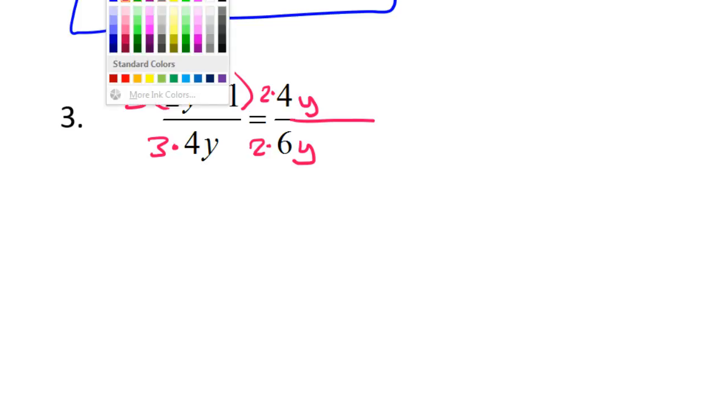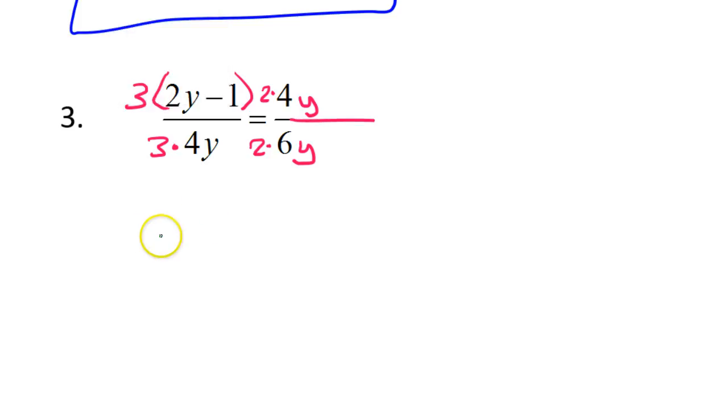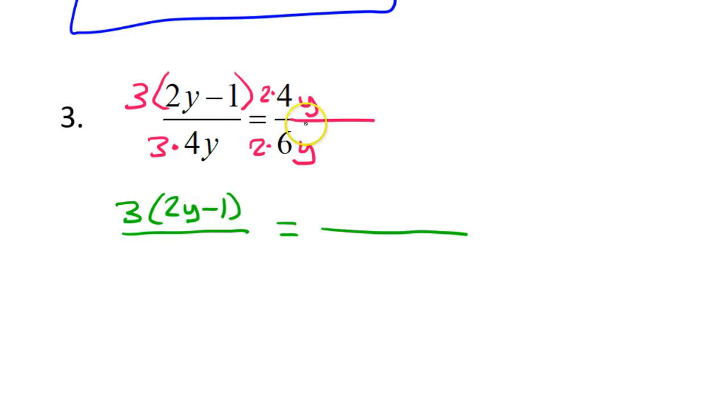I sometimes will skip this step, but I'm going to show it this time just to make sure that everyone is really clear on what's happening. So in the numerator, I have 3 times 2y minus 1 over 12y. And in the other fraction, I have 8y. Well, you know what? I'm just going to leave it separate for another second. I have 2 times 4y over 12y.